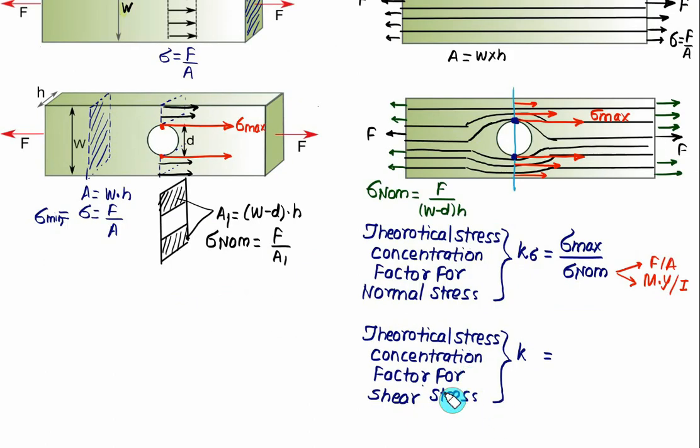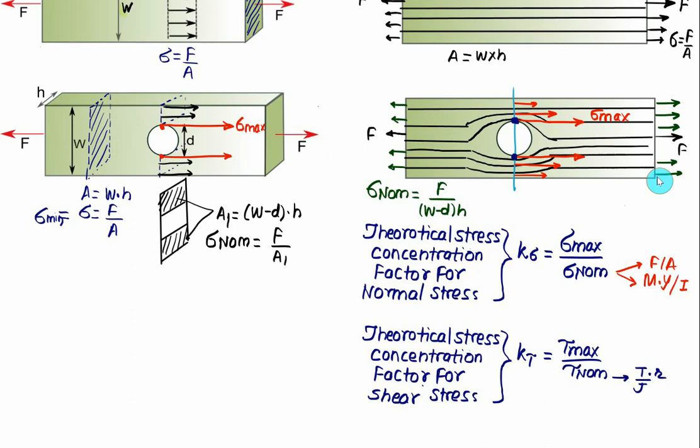So the theoretical stress concentration factor for the shear stress will be represented as K tau, and it is given as a ratio of the maximum shear stress, that is the value of tau maximum, divided by the nominal shear stress. The nominal shear stress is computed from the torsion formula, that is T divided by J multiplied by R.